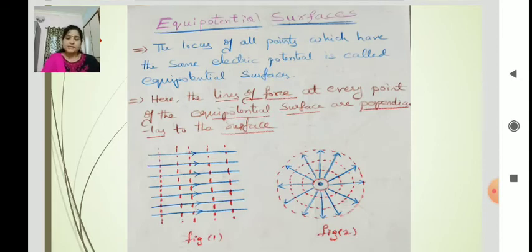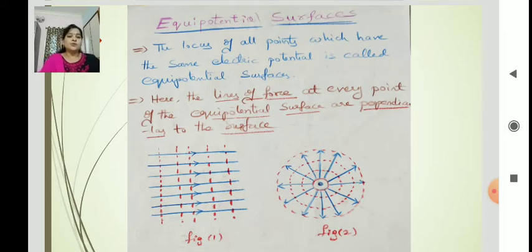So in figure 1, the equipotential surfaces are shown with red dotted lines, and the electric lines of force are shown by blue lines. The lines of force at every point of the equipotential surface are normal to the surface. So the electric field and the equipotential surface are perpendicular.